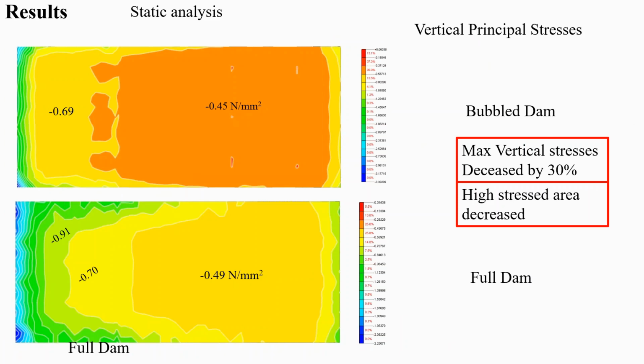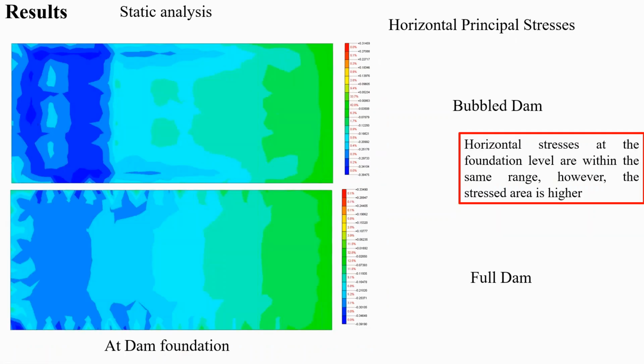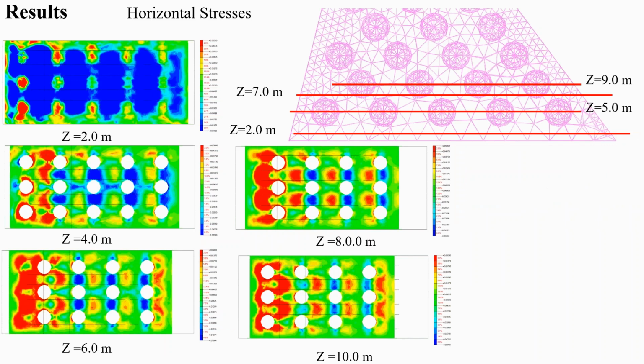Continuing with the static analysis, the vertical stresses at the dam foundation decreased by 30%. As you can see, it changed from 0.91 to 0.69, and the high stress area decreased. For the horizontal stresses at the foundation level, both are within the same range. However, the stress area goes higher at different horizontal levels and vertical levels in the cross section of the dam.